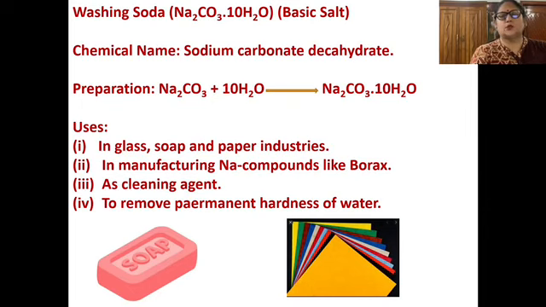That means to remove the hardness, there are two types of hardness of water. One is temporary, another is permanent. It is not easy to remove permanent hardness, and we can easily remove temporary hardness by boiling or by applying, say, calcium oxide or calcium hydroxide. But for permanent hardness, it is not easy to remove it from water. So in this case, we use washing soda to remove the permanent hardness of water.